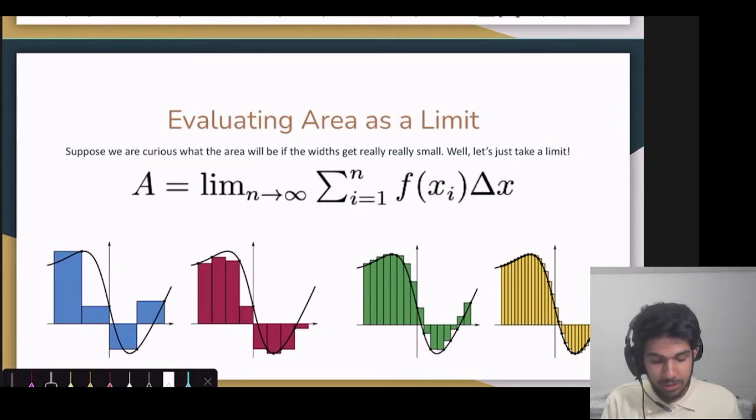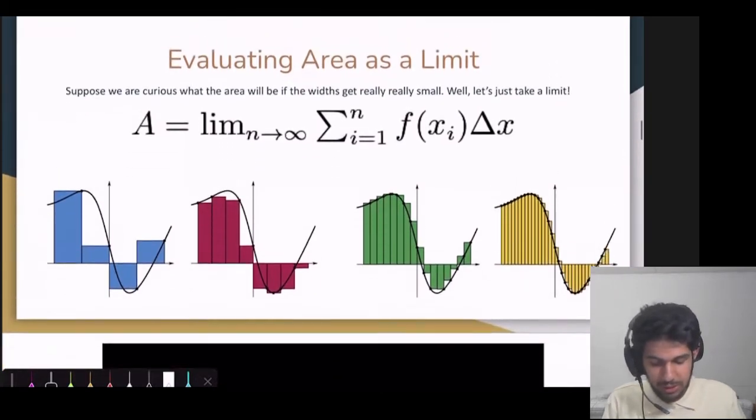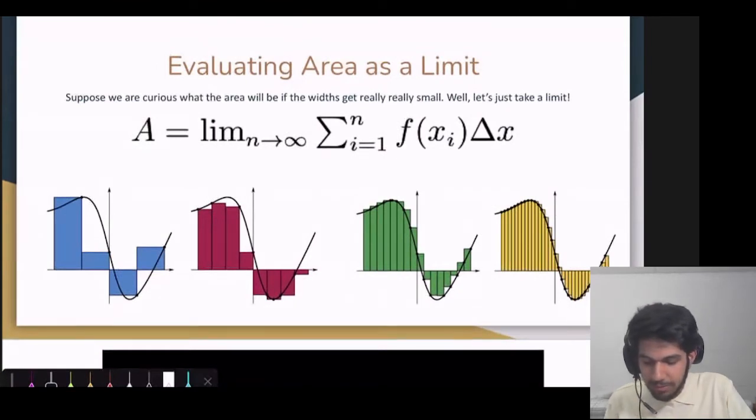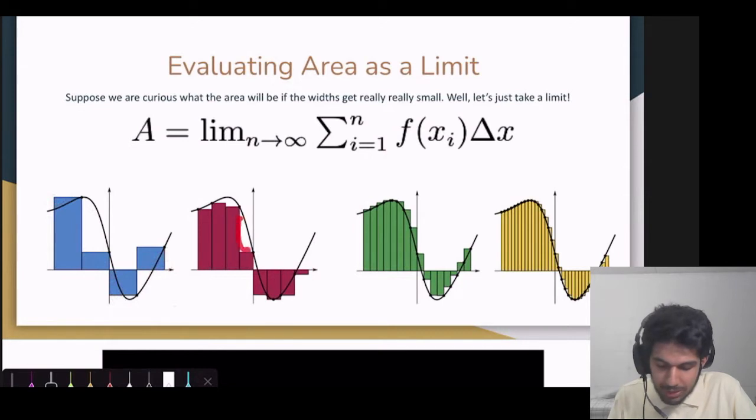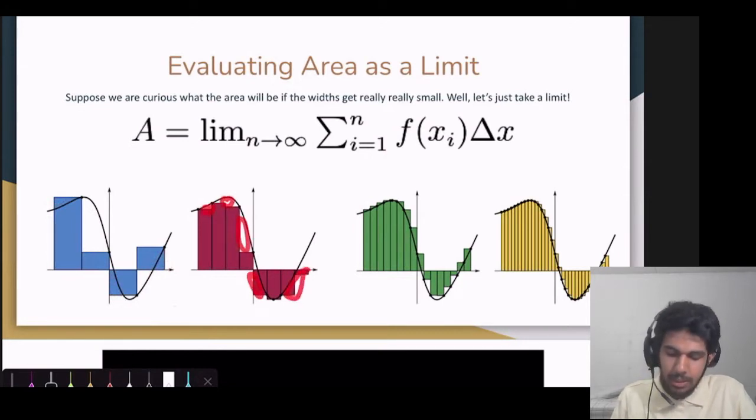So we can take a limit of this sum, and we can see it pictorially here, what goes on. If we have these really, really wide rectangles, you can see there's a lot of area that we're just missing out on, and a ton of area that's going outside of our bounds. So that's not good. But when we make it smaller, we're still missing out on some area, and we're still going over quite a bit, but it's not as bad as the first case.